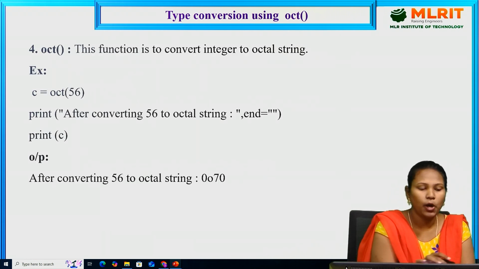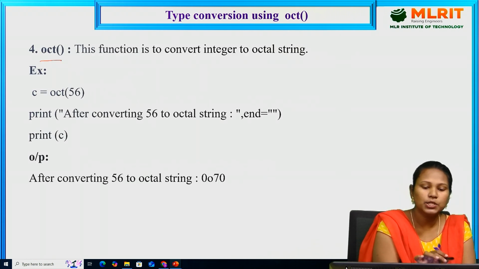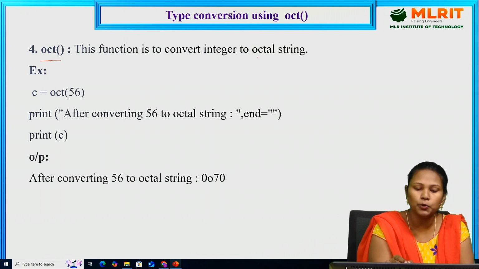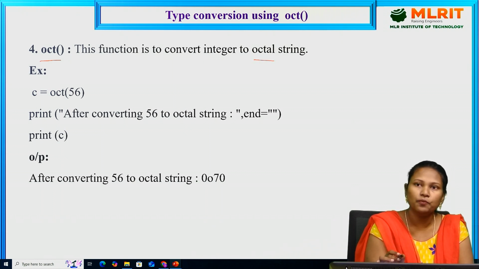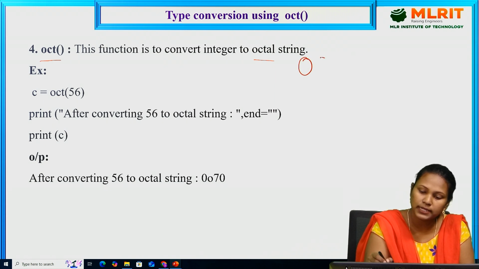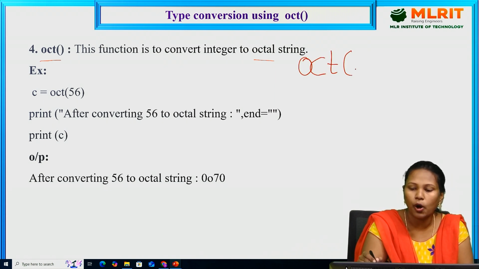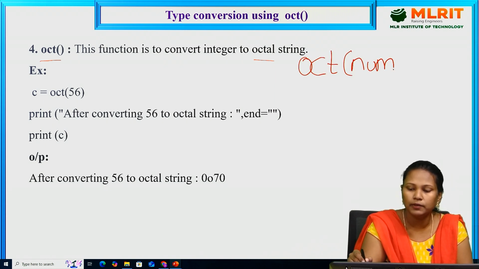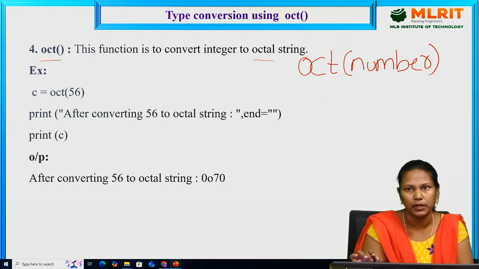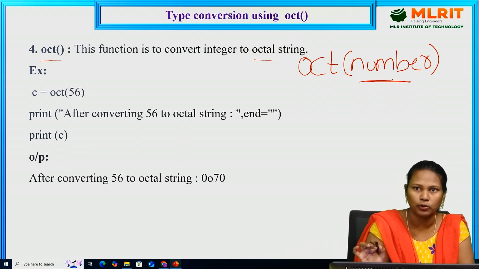The next one, oct. This is used to convert the integer to octal. So we are converting the integer number to octal. For that we are using the syntax. It is a built-in function oct. The syntax for converting the integer to octal number is oct of number. Here you have to specify the number. It converts that number to octal.